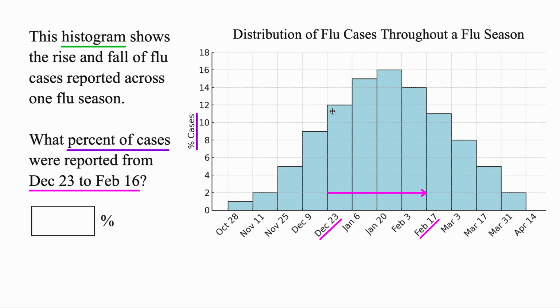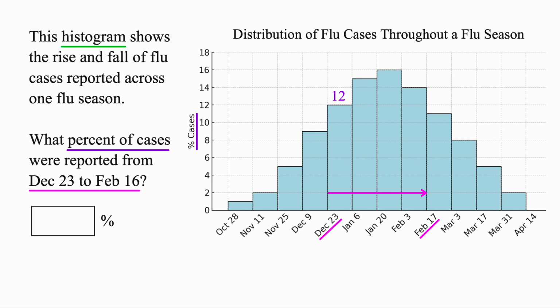In other words, we need to add the heights of these 4 rectangles here. We'll go ahead and start with this one. Going straight across, we see 12. So 12% of flu cases happened in between this time period here.